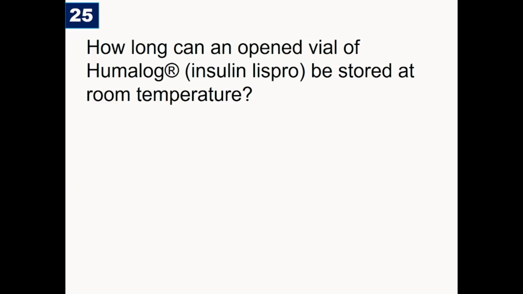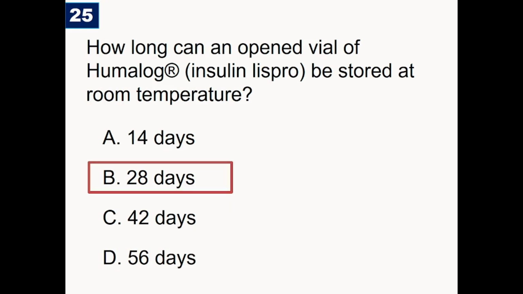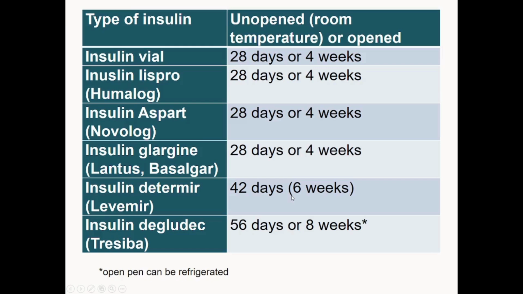Next, how long can an open vial of Humalog insulin Lispro be stored at room temperature? A. 14 days, B. 28 days, C. 42 days, D. 56 days. The correct answer is 28 days. After opening a vial, you should not keep it more than 28 days. It should be a maximum of 28 days. You have to use it. If not used after 28 days, it has to be discarded.